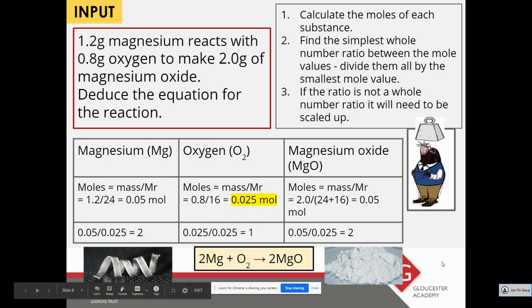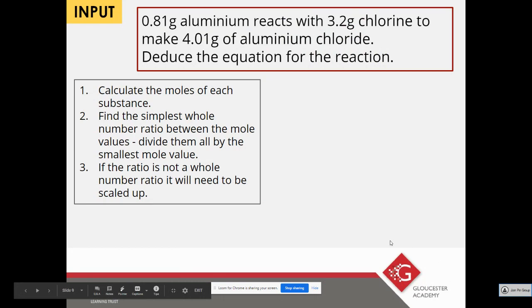Sorry, there's my balanced equation. This time, 0.81 grams of aluminium reacts with 3.2 grams of chlorine to make 4.01 grams of aluminium chloride. Deduce the equation for the reaction.